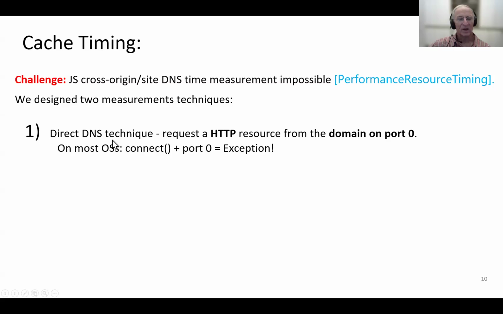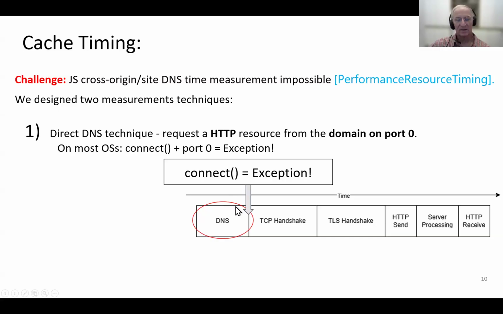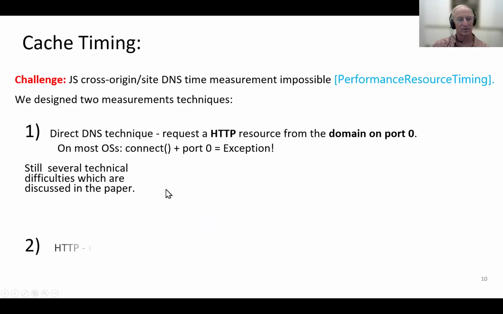First, we issue an HTTP request for, say, bank.com, the domain of interest, but to port 0. What happens is, because it's port 0, this request gets an exception and is aborted. However, the abort comes after a complete DNS request was issued and the response came back. So we can measure the DNS response time. Then, because of port 0, the whole thing is discarded and removed. So we got what we need, a complete DNS request and response.